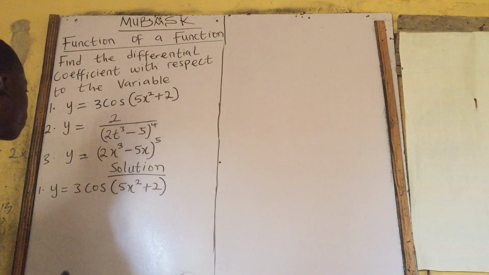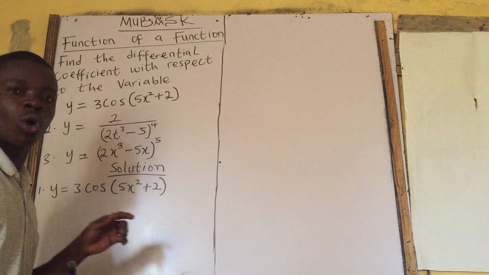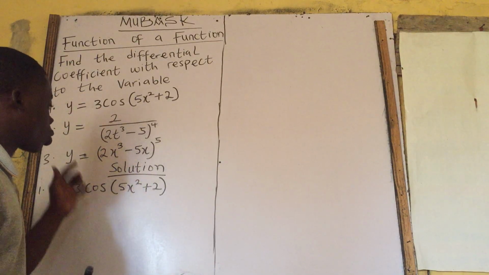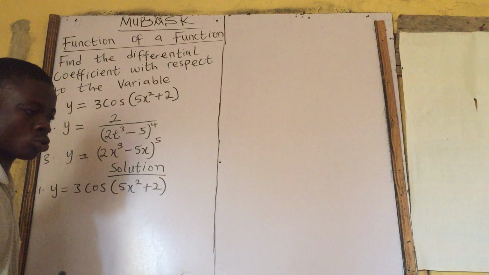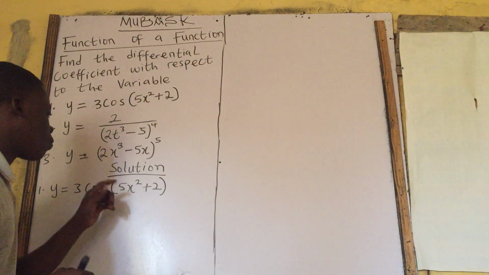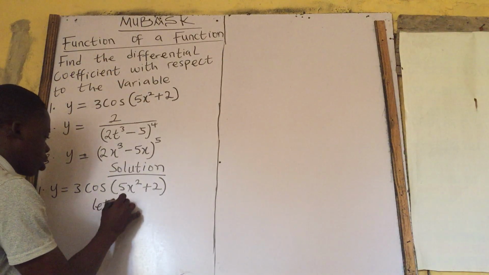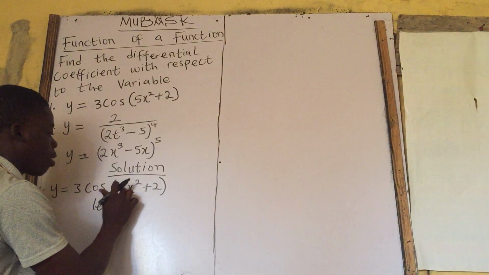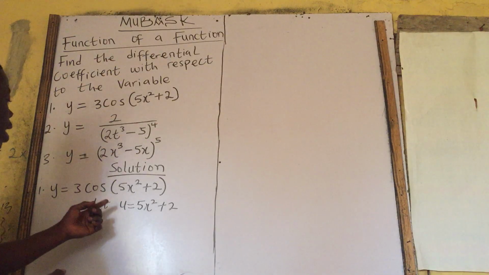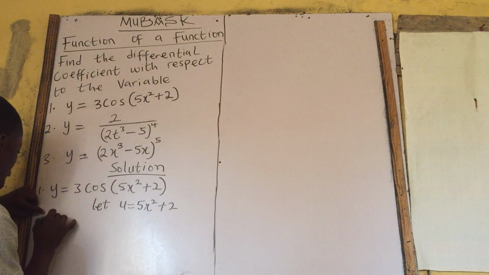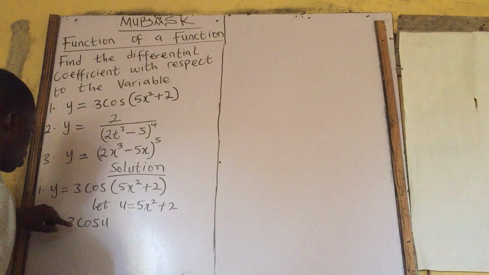If y is a function of x, then the function must be let equal to some variable. But our function here is what? 5x² + 2. Then let u equal to our function, 5x² + 2. Since we let our function be equal to u, now our y equals what? 3 cos u. Let us differentiate it.